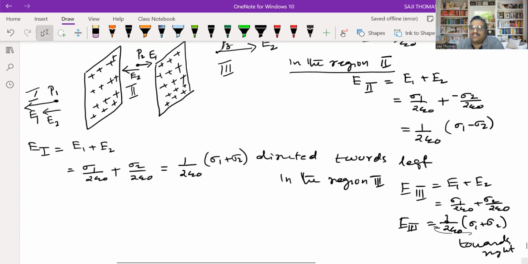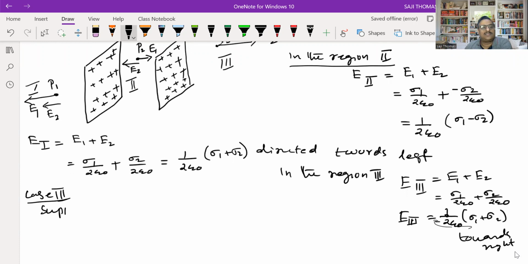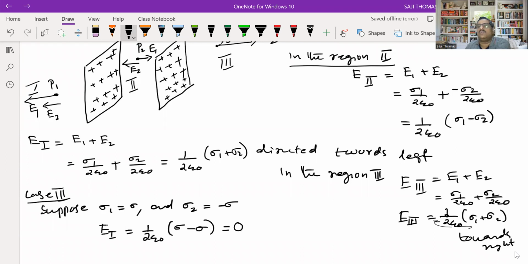Now one more case we are considering. Suppose this is case 3. Suppose sigma 1 is sigma and sigma 2 is minus sigma. Then you see the field. What is the field in the first region? E1, you know the equation. 1 by 2 epsilon 0 into sigma 1 is sigma plus sigma 2 is minus sigma. So in the first region, field will be 0.